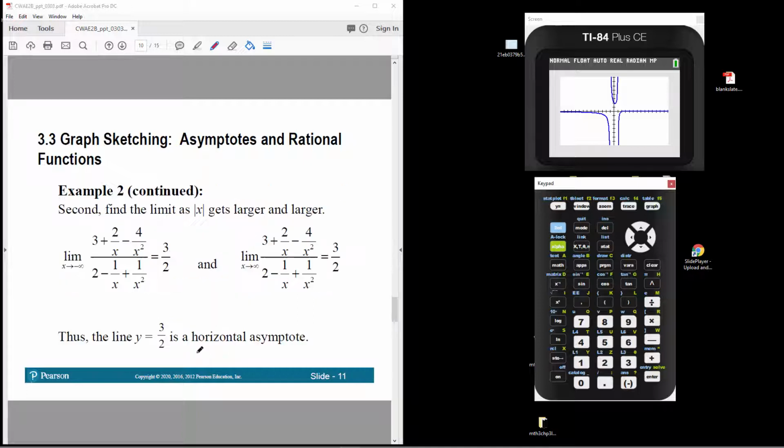Then you take the limit as x goes to -infinity. It goes to 3/2. 2 over x goes to 0. 4 over x squared, as x gets incredibly large, goes to 0. The larger, or more negative, or more positive x gets, the closer it gets to 0. So in this case, the horizontal asymptote is at 3/2.